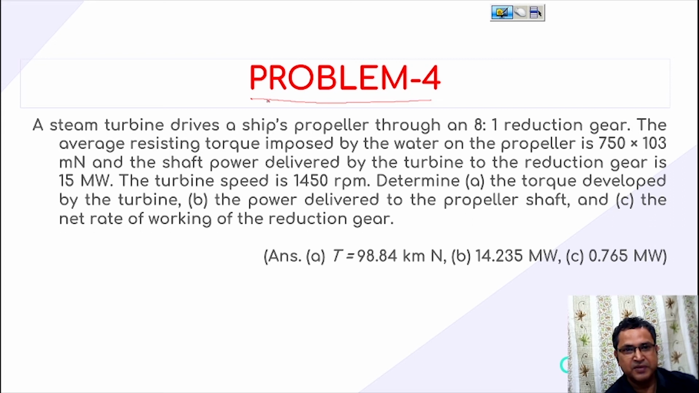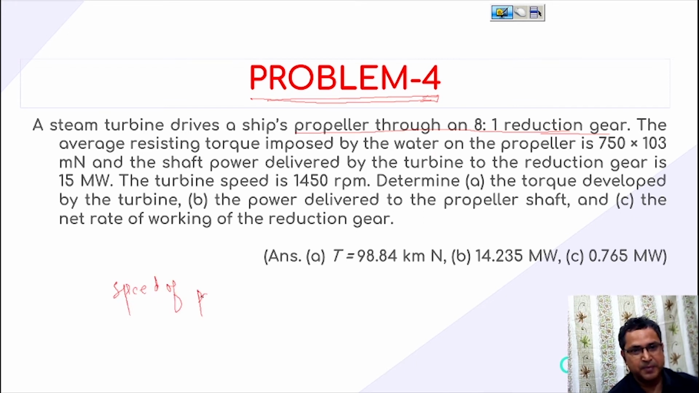For the different types of work transfer, there is one more problem. A steam turbine drives the ship's propeller through an 8:1 reduction gear. Whatever the speed of the turbine, the propeller speed is 1/8 of the turbine speed. That is, speed of propeller is equal to 1/8 of turbine.